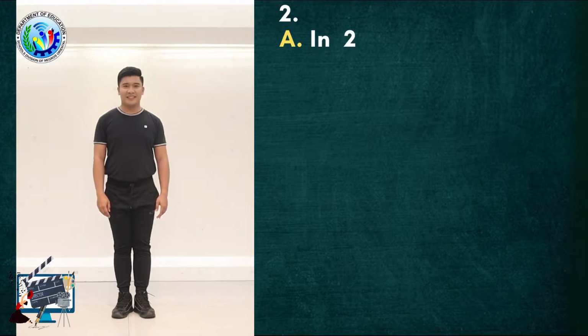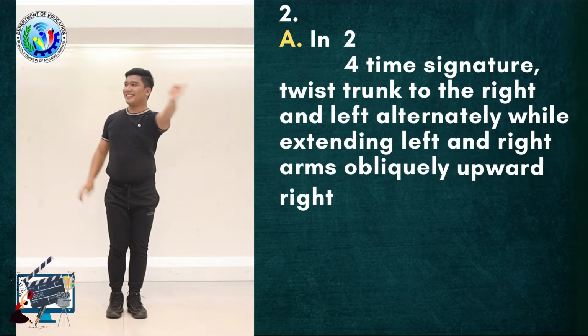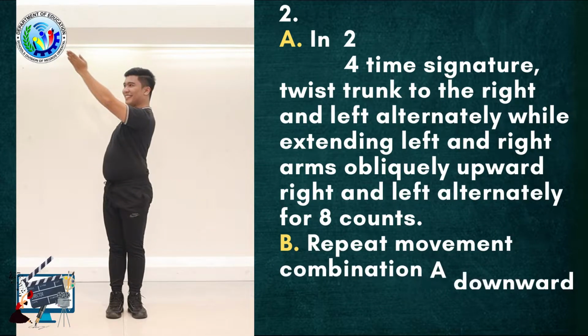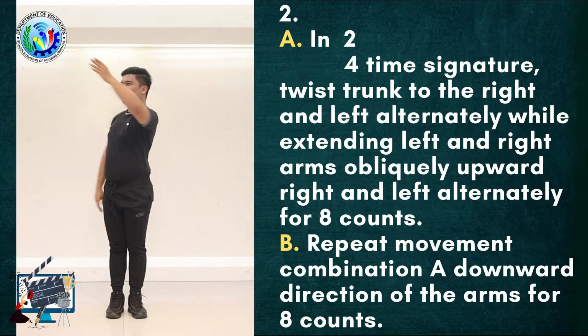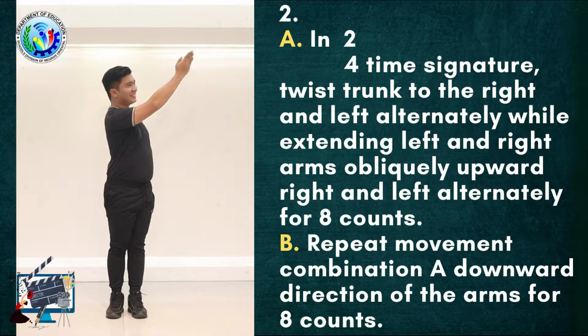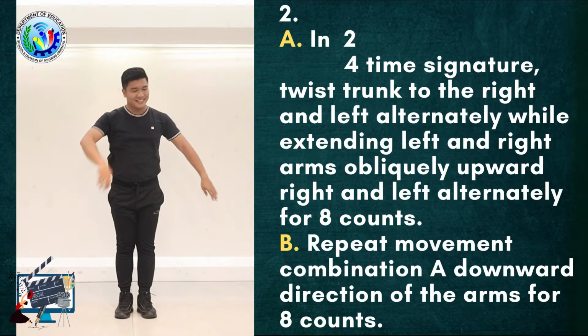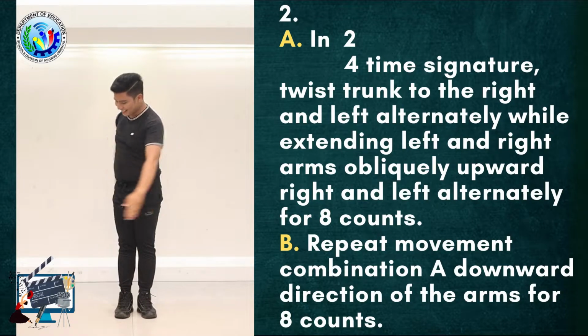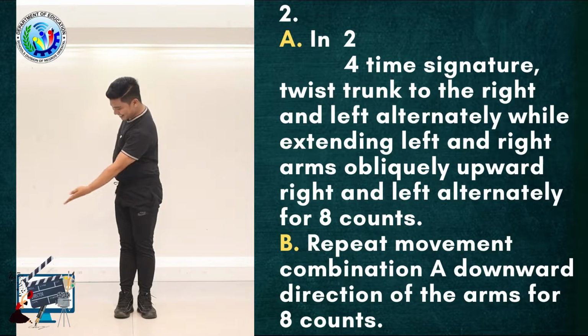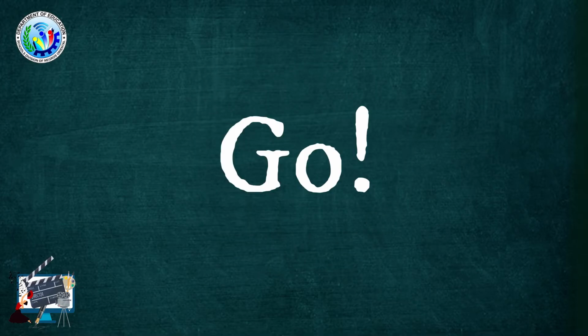Number 2. We have 2 parts in this movement combination. Letter A. In 2/4 time signature, twist trunk to the right and left alternately, while extending left arm obliquely upward, right and left alternately for 8 counts. Letter B. Repeat movement combination A with downward direction of the arms for 8 counts. Let's do it together in 3, 2, 1, go.